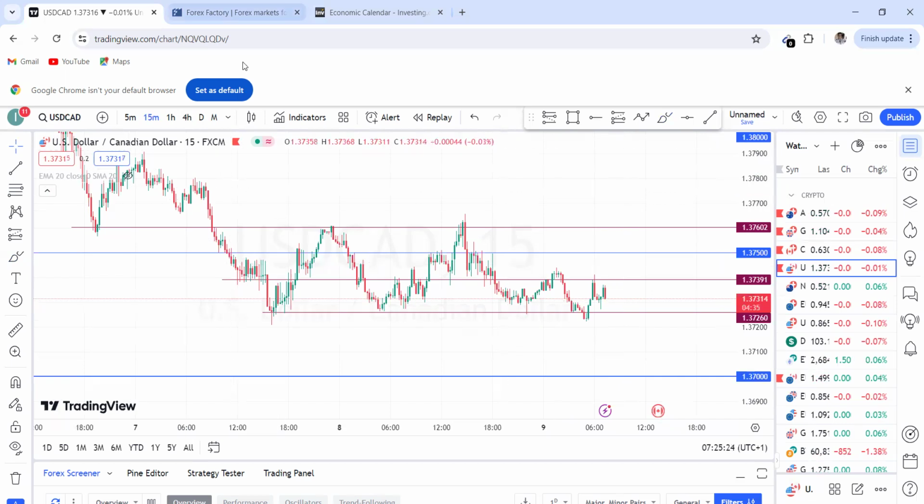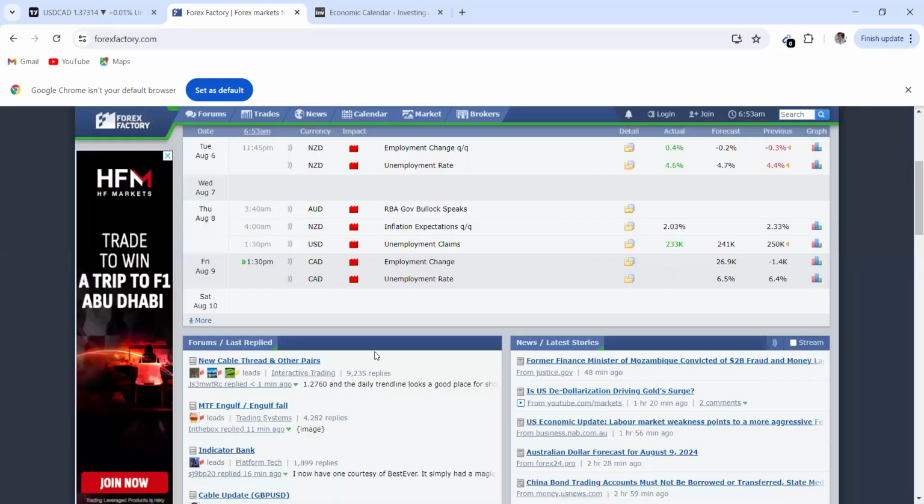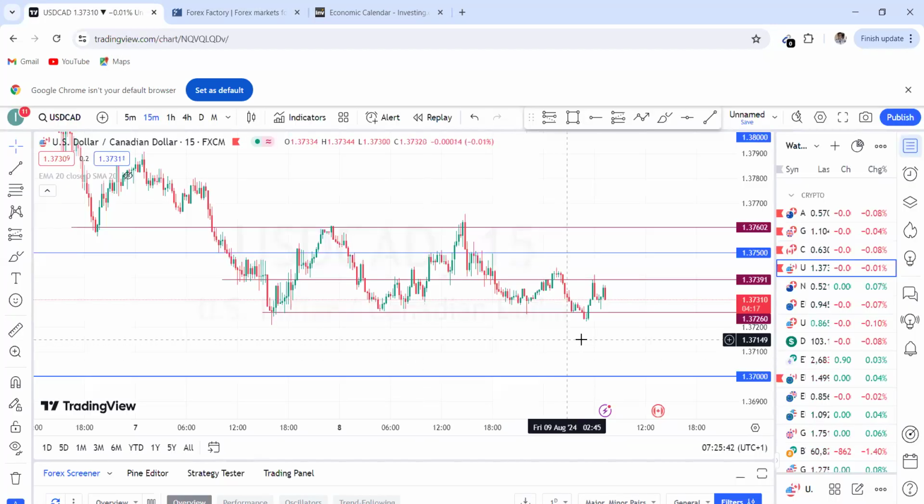And remember, we have some news coming in from Canada today. You can see employment change and unemployment rates. This is at 1:30 p.m. GMT+1 today, and that will be coming out. I think that might come out very good to help strengthen the CAD, to bring the pair further down here.